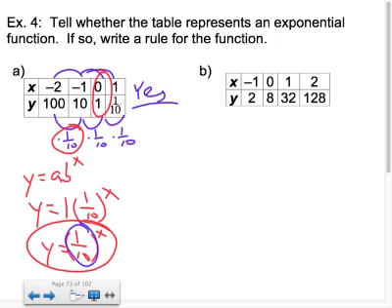In part B, again, we're consecutive here, so that's good. We recognize that. And then you say to go from here to here, that's times 4. From here to here, times 4.